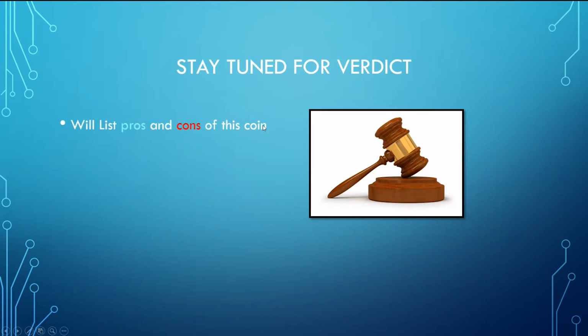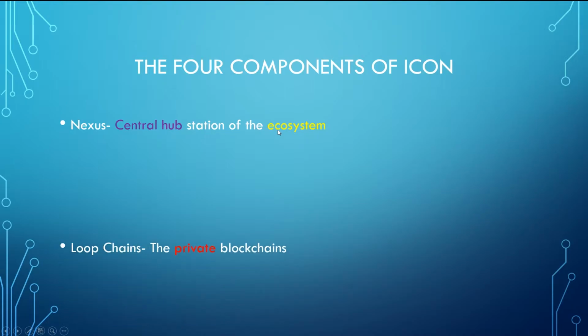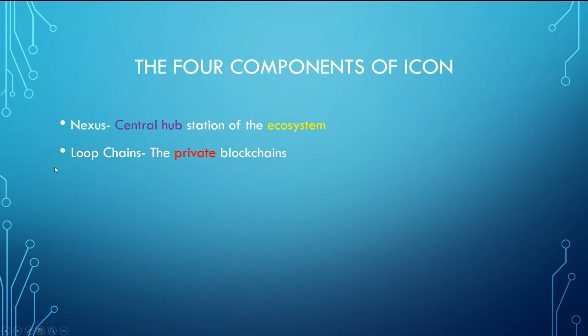I will list the pros and cons of this coin after I review the technicalities, which is what I'm about to do right now. So the four basic components of the Icon ecosystem. First up, we have the Nexus, the central hub station of the ecosystem, or the nucleus. Loop chains, or the private blockchains of the ecosystem. So the private blockchains are from institutions like the hospital or an insurance company or any type of other corporation.